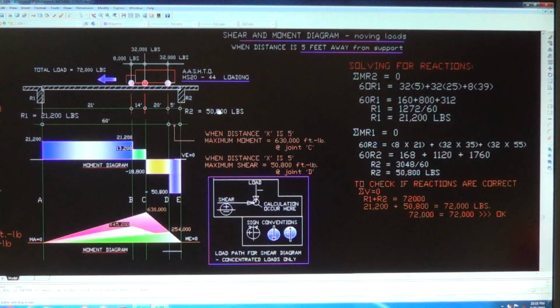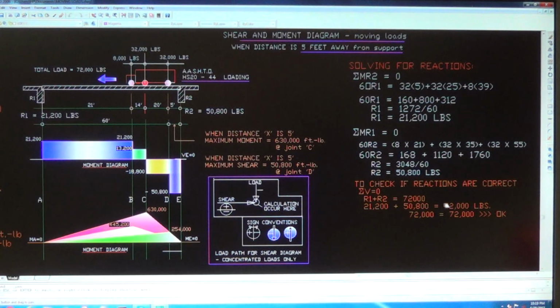Now to make sure the reactions are correct, you gotta check the reactions by using summation of vertical forces equal to 0. This is the only time that you're gonna use the summation of vertical forces equal to 0, to check your reactions. So what is summation of vertical forces equal to 0? The going upward R1 plus R2 is equal to the load coming down, all of these loads. R1, R2 going up, and all of this coming down. So equate that. R1 now is 21,000 plus 50,000 must be equal to 72,000 pounds. So you add this up, it becomes 72,000 is equal to 72,000.